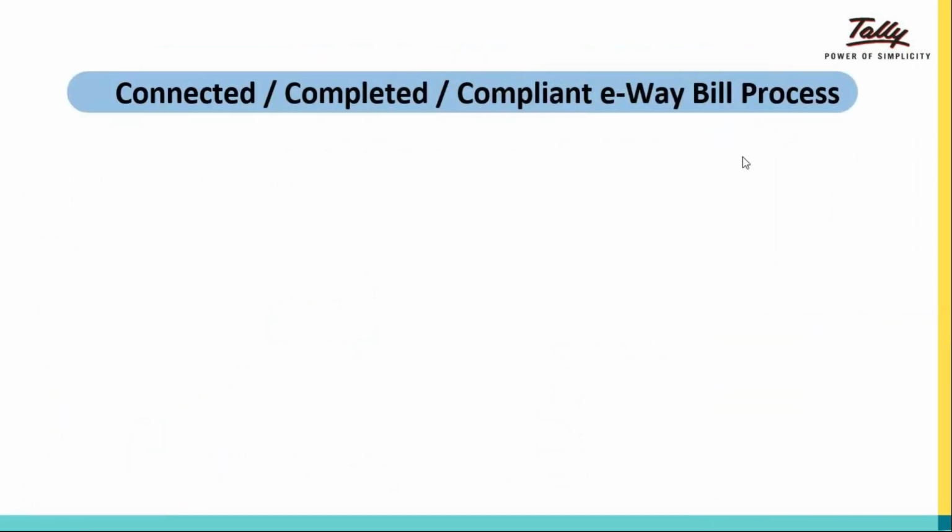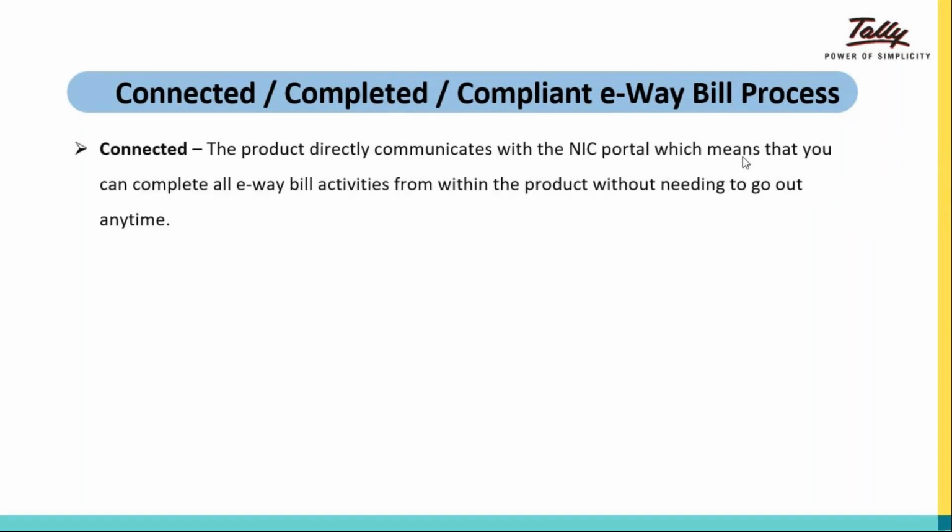Okay, now let us understand the e-way bill through Tally. How is Tally helpful in generating the e-way bill? Let us understand that. First it says connected: the product directly communicates with the NIC portal. When I say product, it means Tally, the accounting software. So Tally directly communicates with the NIC portal. Does anyone have any idea of what this NIC portal is?